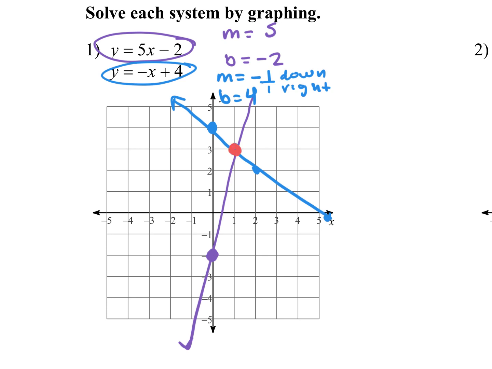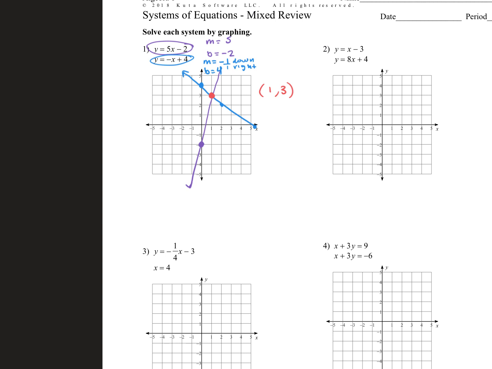Where do our lines intersect? 1, comma 3. All right, next page. Let's do a graphing one. Let's look at 3.